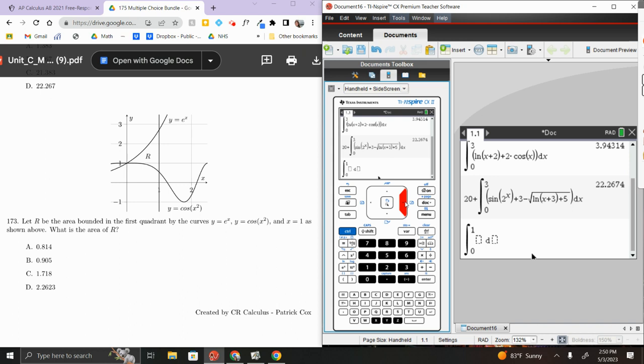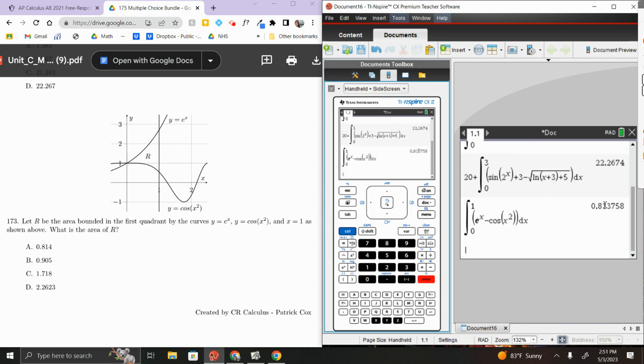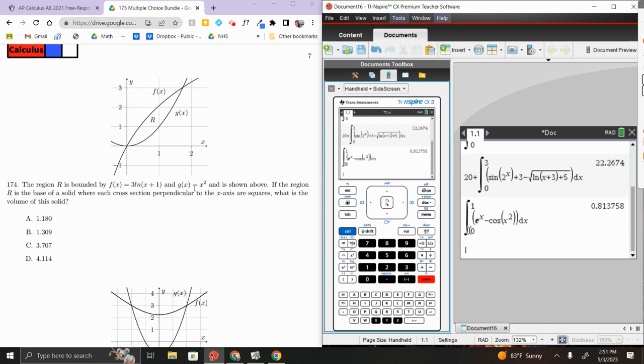And then because it's area, it's just going to be top function minus bottom function. So it'll be e to the power of x minus cosine of x squared. And it gives you 0.813. So close. 174. This time it wants cross sections where it's squares.